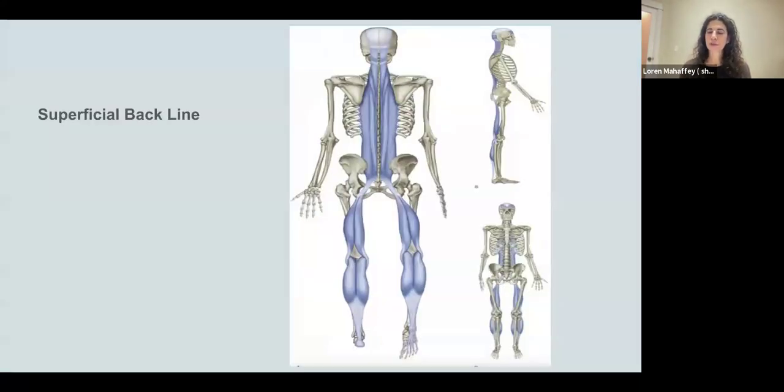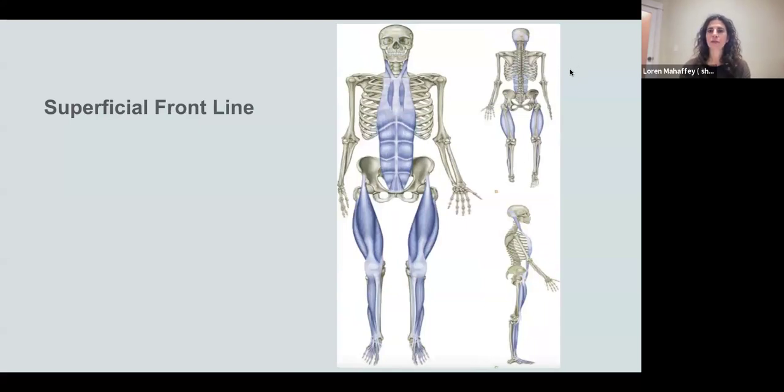So we have the superficial back line, and this line runs from the plantar fascia of the feet up the back of the legs, along the spine, and over the head to the brow region. So it comes all the way over to the brow. And it's thought to play a role in upright posture. And imbalance in this pathway is associated with conditions like low back pain, hamstring tightness, plantar fasciitis, and many other things.